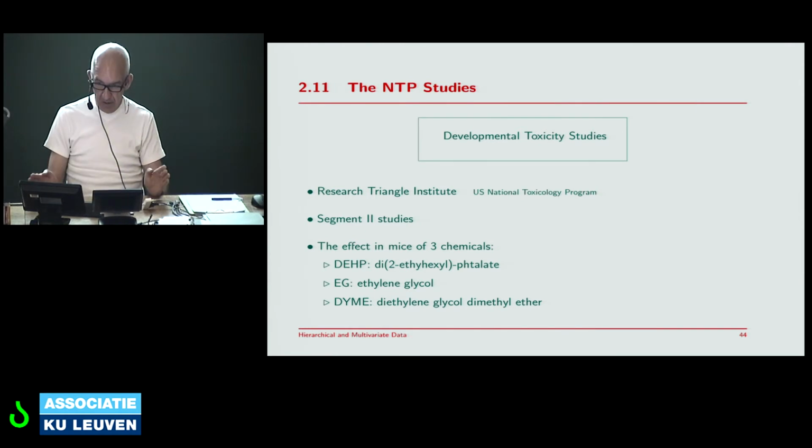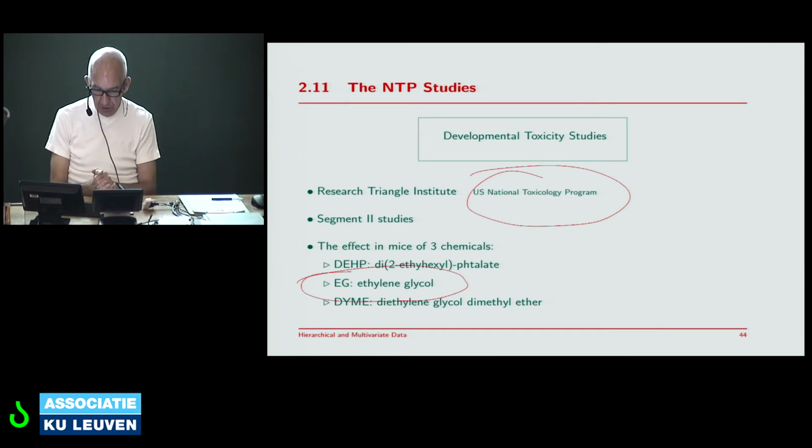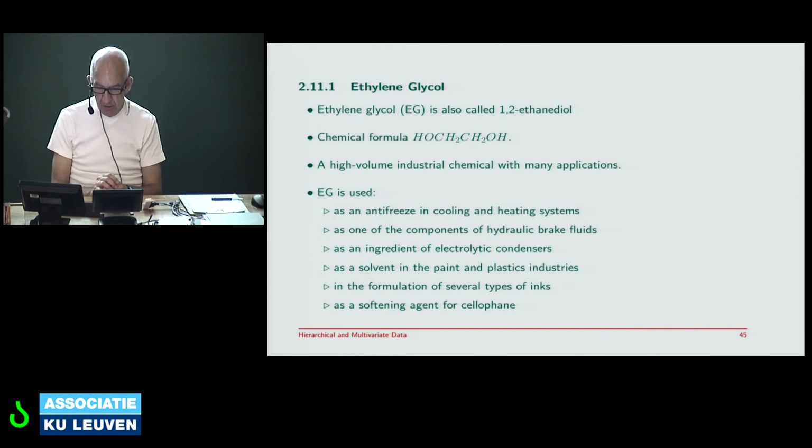Okay, this is the area. Let's now get more concrete and see that we can conduct such an experiment. And I'm referring to experiments done by the Research Triangle Institute, RTI, in Cary, North Carolina, US, under the auspices of the US National Toxicology Program. Okay, so we have, for example, ethylene glycol, but I will also be using data from 2 other studies, DHP, DIME, and there are actually five altogether in this batch of studies. So ethylene glycol was already mentioned.